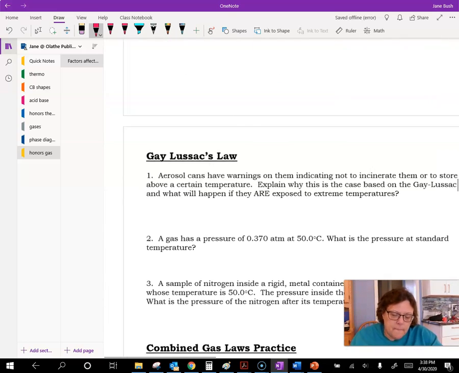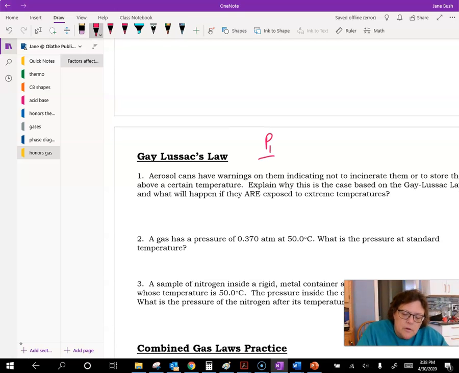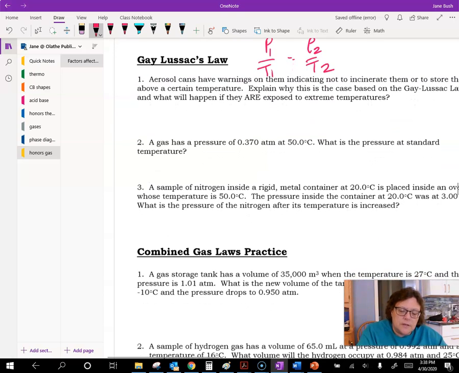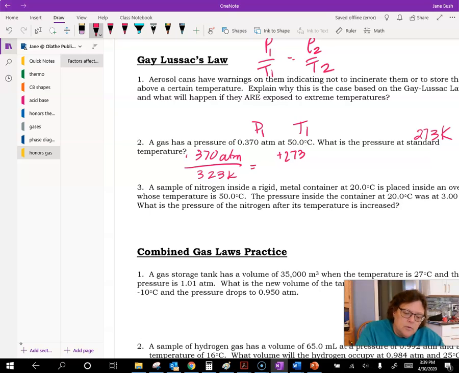All right. Gay-Lussac is P1 over T1 equals P2 over T2. Same story with our temperature. Here's P1, here's T1 plus 273. And it says, what is the pressure at standard temperature? STP. What did we define standard temperature as? 273 Kelvin. So P1 is 0.370 atmospheres. T1 is 323 Kelvin is equal to P2 divided by 273 Kelvin.